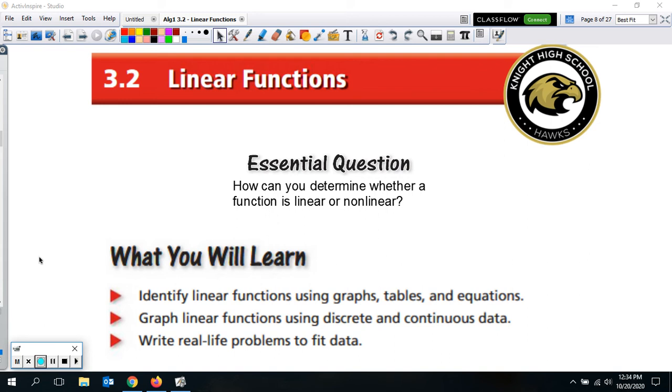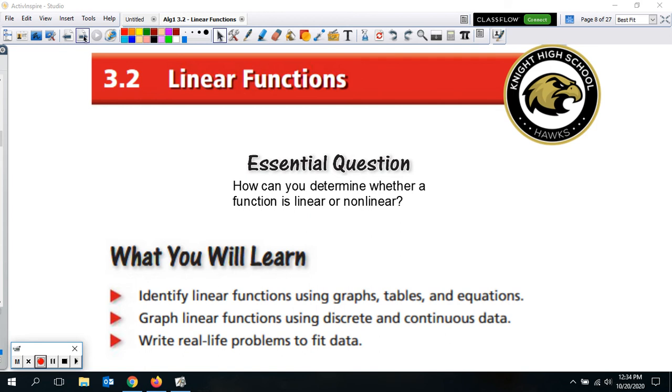And so what we're going to learn here is to identify linear functions using graphs, tables, and equations. The song at the beginning referenced that. We're also going to graph linear functions using what's called discrete and continuous data. We'll find out what that is, and then a real-life problem there at the end.